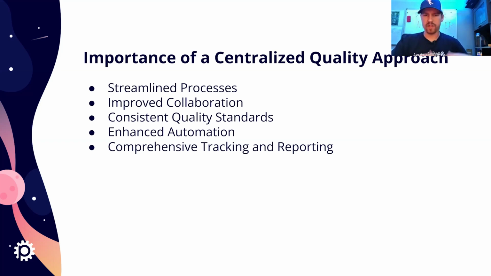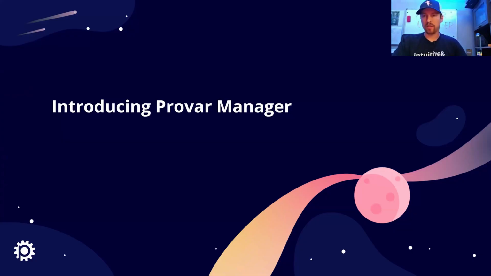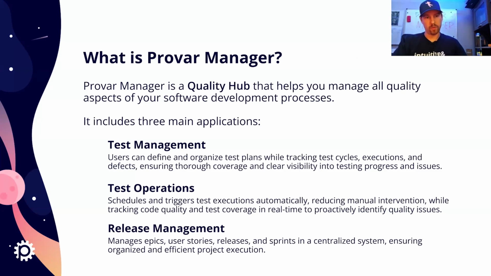So I've outlined kind of the problem area, the problem space. So now I'd like to introduce Provar Manager. So Provar Manager is a quality hub. That's what we refer to it as. And really what we mean by that is it's a centralized hub that helps you manage all the aspects of your software development process. And really there's 3 different applications that comprise Provar Manager.